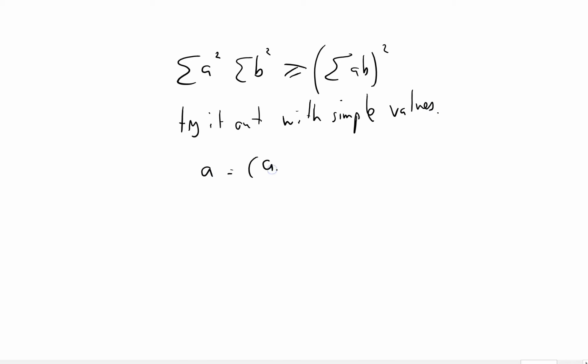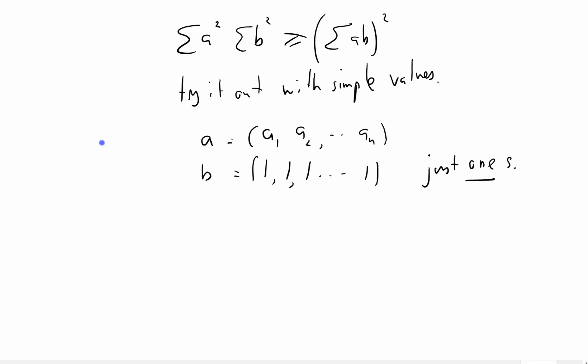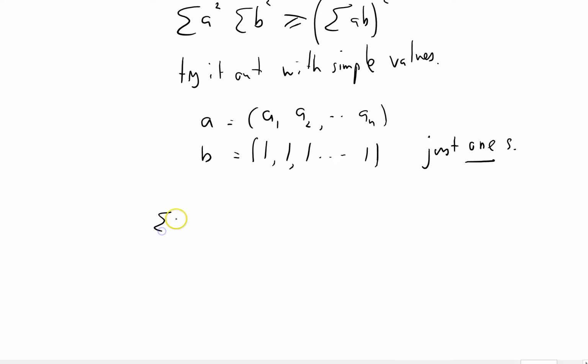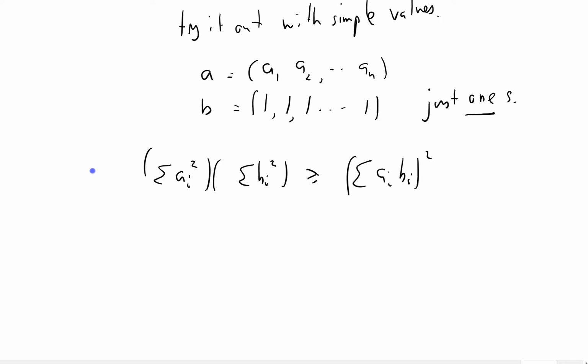I'm going to say that the sequence of a is just going to be a1, a2 up to an, and b is going to be the simplest thing I can think of, which is not 0, which doesn't have a 0 in it, just a column of ones. What do we get? Sigma ai squared times sigma bi squared is greater than or equal to sigma ai bi, squared. So let's just substitute in.